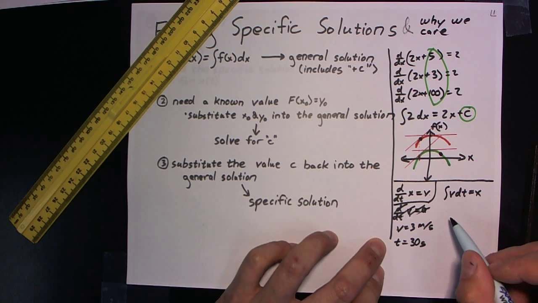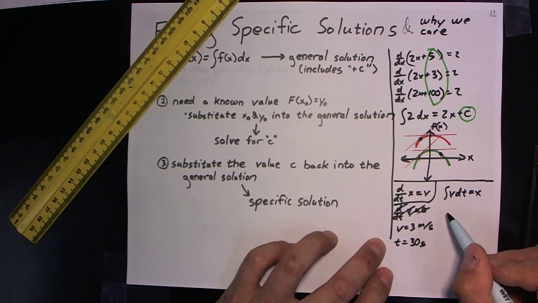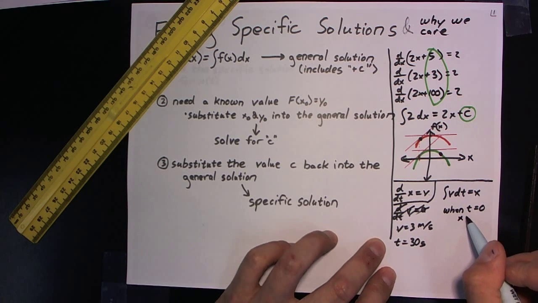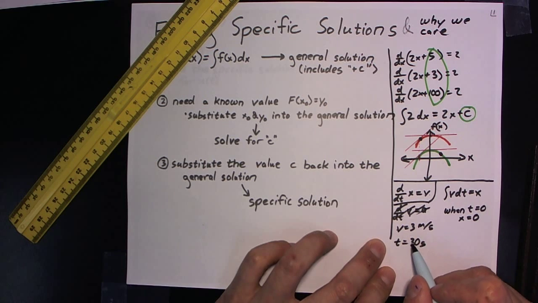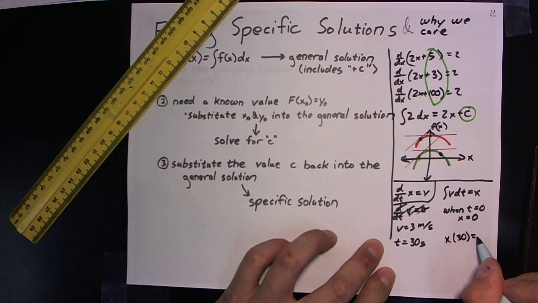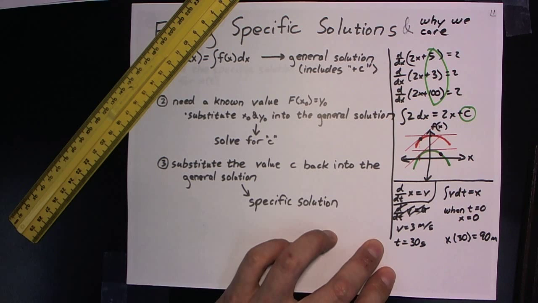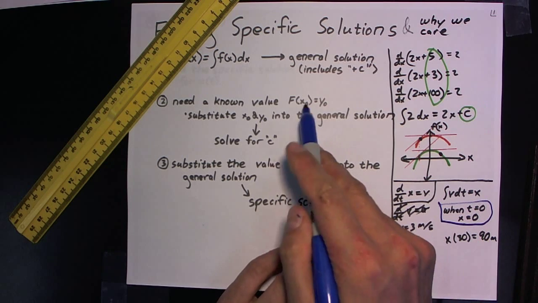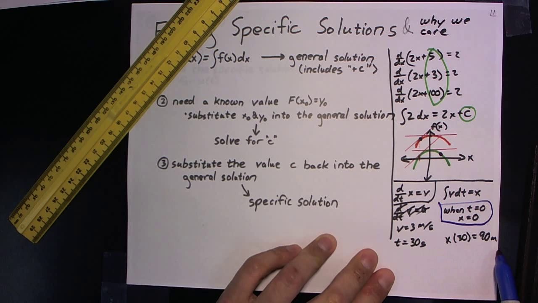The easiest one to measure is usually your starting position, your initial position. So when time is equal to 0, x is equal to 0. So if you start at the origin, then after 30 seconds moving at 3 meters per second, you can say x of 30 would therefore be 90 meters. But notice, without this one known time and corresponding position, in other words, the known x0 and y0, your integral cannot give you a single value of your dependent variable for a single value of your independent variable.